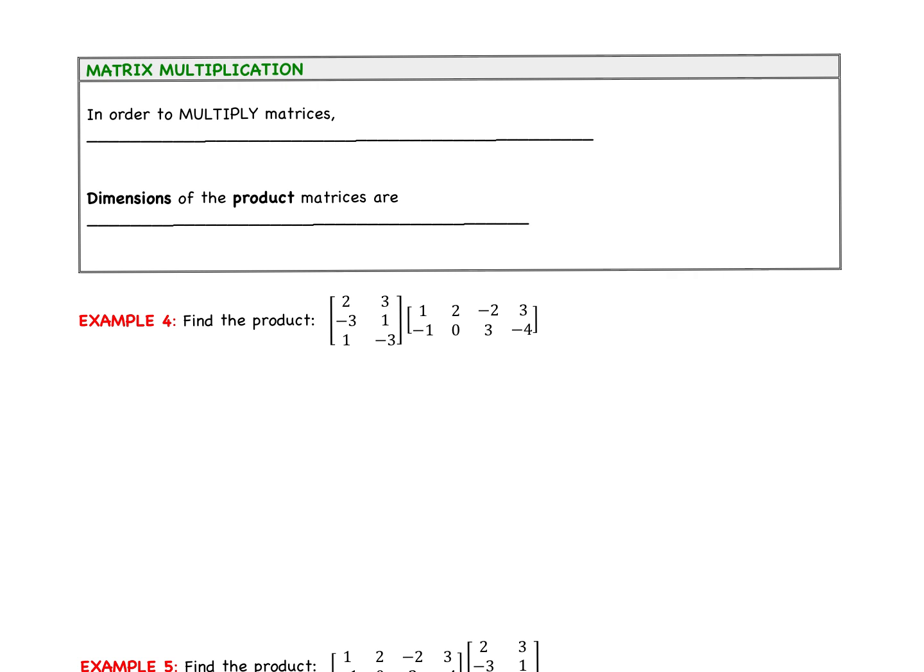Okay, multiplying matrices is different than adding or subtracting. When we add or subtract matrices, the matrices have to have the same dimensions. That's not the case with multiplying. In order to multiply matrices, the inside dimensions need to be the same. And then the dimensions of the product, by product we just mean answer, so after we multiply, the answer is called a product, the dimensions of that matrix are going to be the outside dimensions.